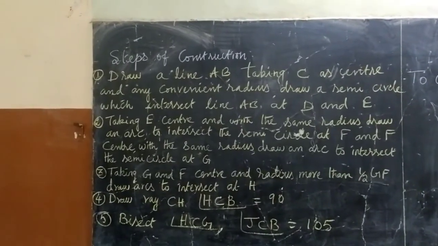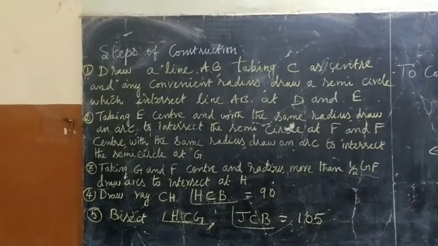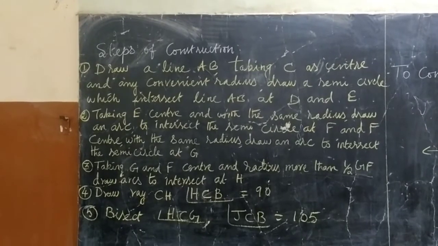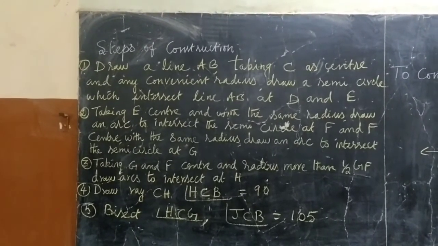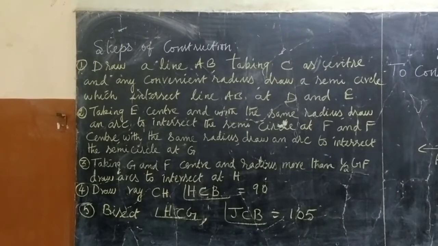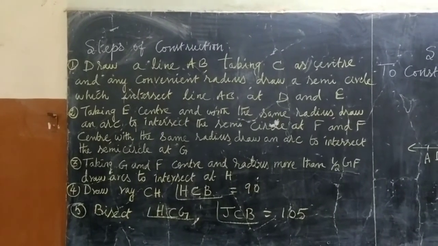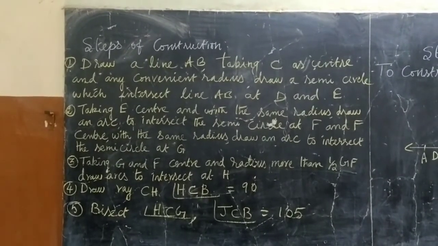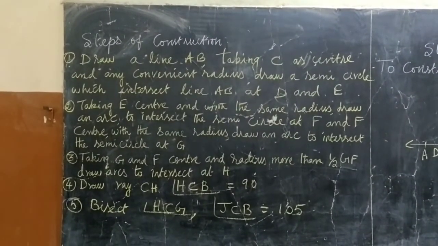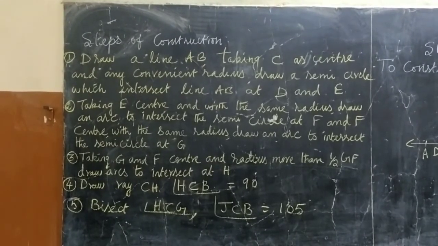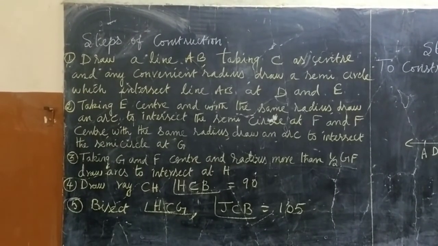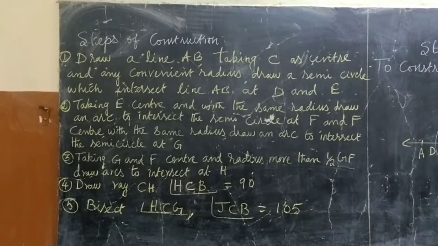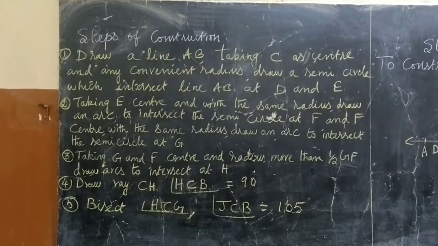Steps of construction. Draw a line AB. Taking C as center and any convenient radius, draw a semicircle which intersects line AB at D and E. Second point is, taking E center and with the same radius, draw an arc to intersect the semicircle at F, and F center with the same radius, draw an arc to intersect the semicircle at G. Taking G and F center and radius more than half of GF, draw arcs to intersect at H.